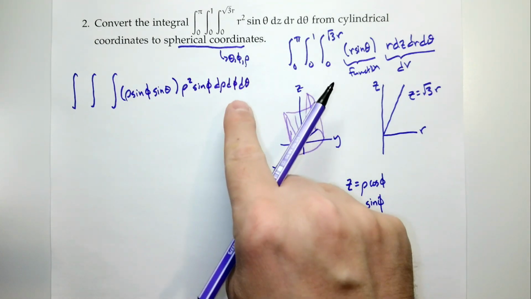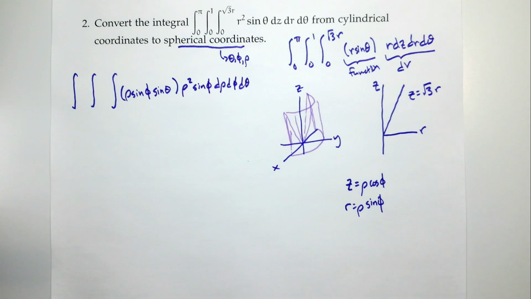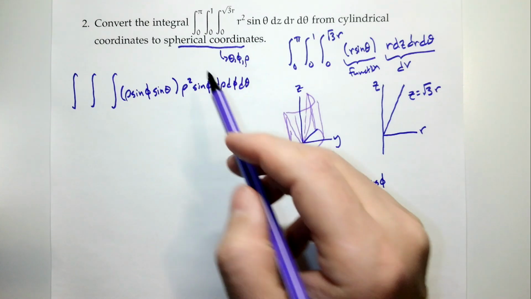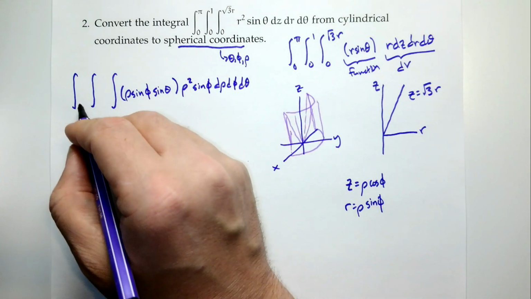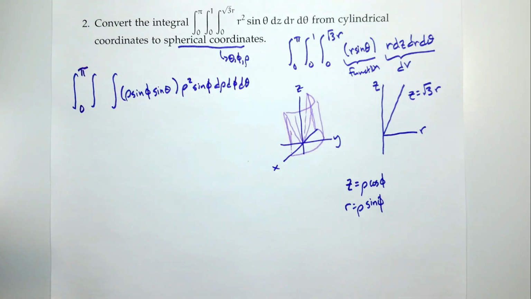Now, how about our bounds? Well, theta acts the exact same. So in other words, whatever it did in cylindrical, it's going to do in spherical. So if theta was going from 0 to pi before, it's still going from 0 to pi. That's really no surprise. Now how about phi?